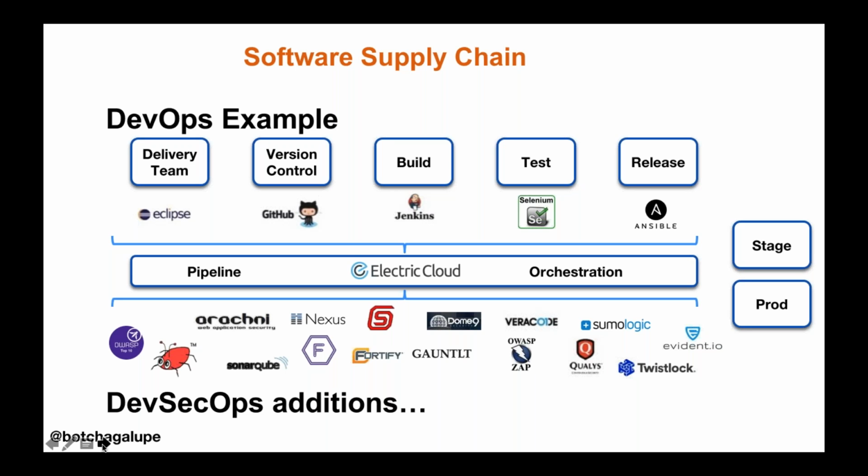The thing we're talking about here with DevSecOps is that it's common knowledge that a mature DevOps organization, a high-performing one using DevOps patterns and practices, has something in every box. I don't care which product is in each one: delivery team, version control, build, test, release. And what DevSecOps represents is a couple of things.